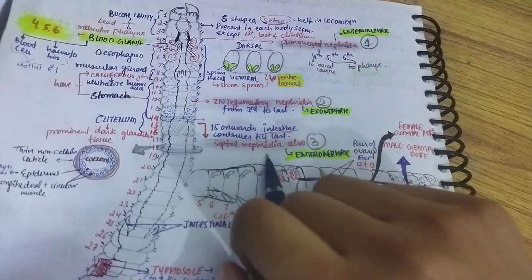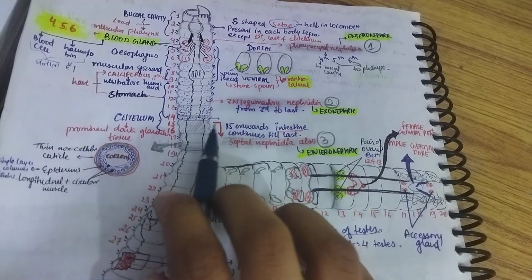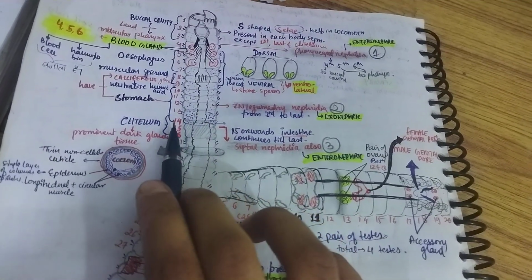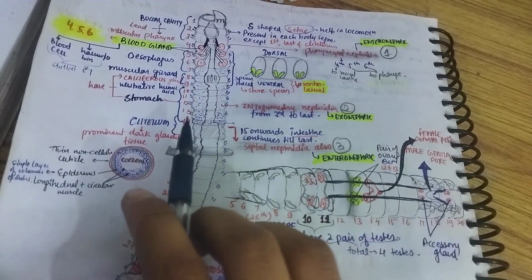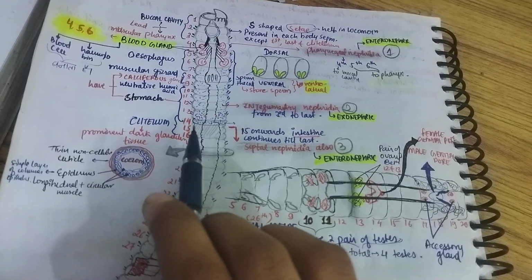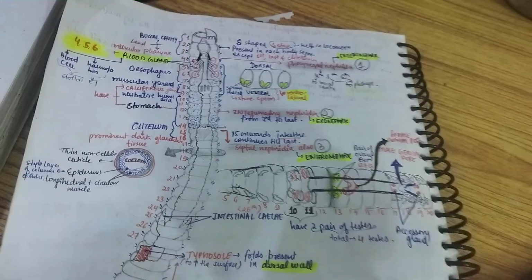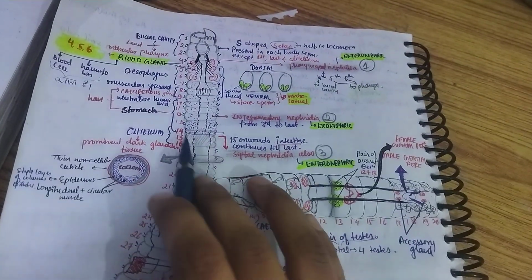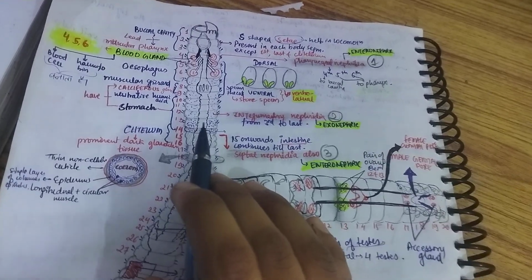Then we come to septal nephridia. If this is a septum, the body septum, then at the corner of this septum the nephridia are present. The nephridia purify the blood, and whatever the excretory product is, they transfer it to the intestine, and the intestine excretes that out. As these nephridia give their excretory product to the intestine, they are enteronephric.